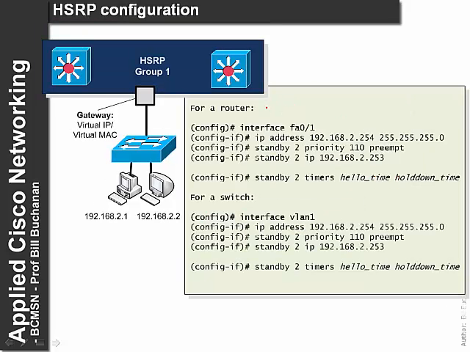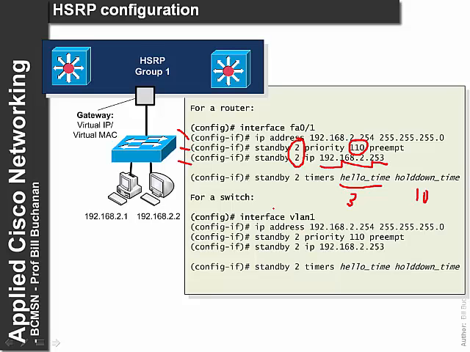The configuration on a router, if we were to use a router, is basically to define the IP address, and then we define the standby group, in this case 2, with a certain priority, and the secondary IP address. We can then go on to define the hello time, as we've seen 3 seconds as a typical default, and the hold down time of 10.